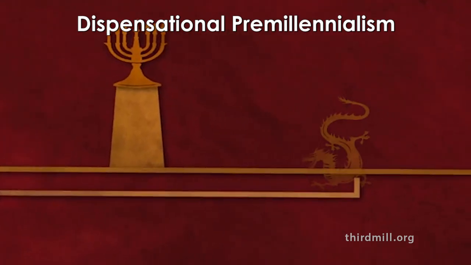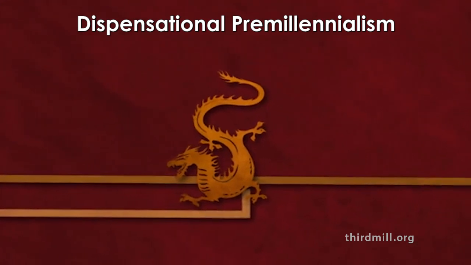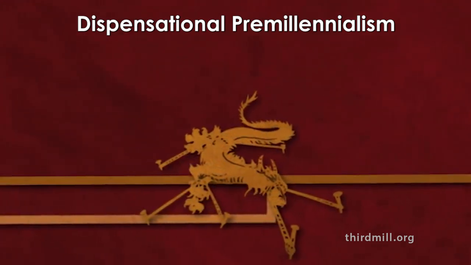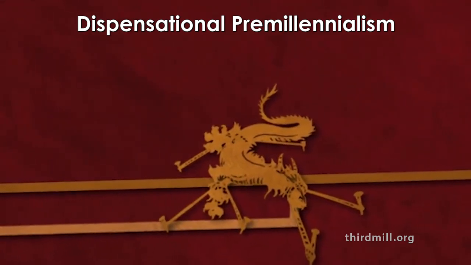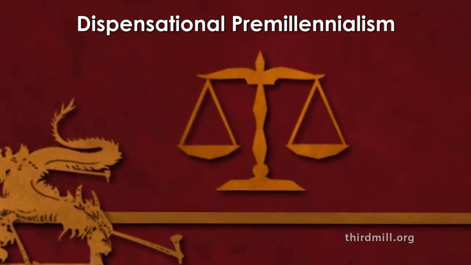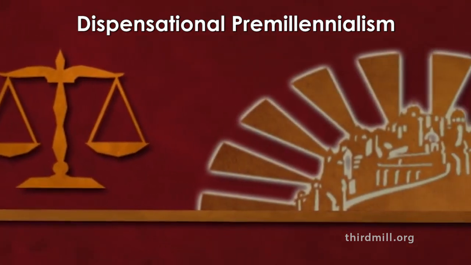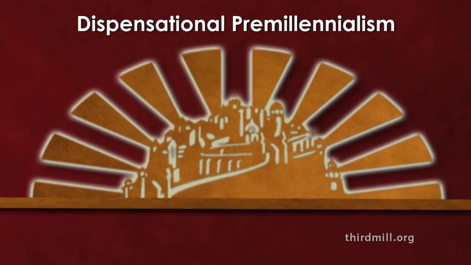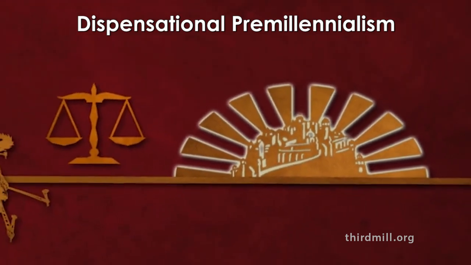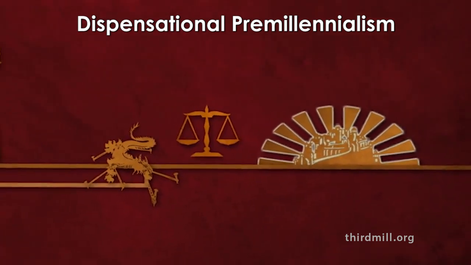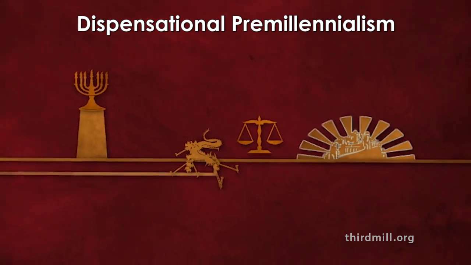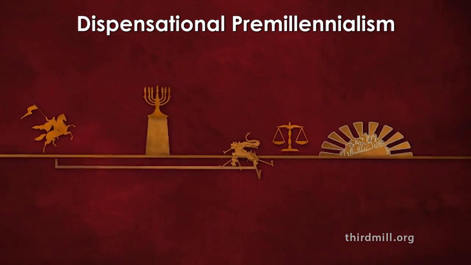Near the end of the millennium, Satan will instigate a rebellion, but God will completely defeat Satan and his armies. Afterwards, the last judgment will take place, and then God's eternal reign over the new heavens and new earth will begin. Like historic premillennialism, this view understands Revelation chapter 20 to follow chronologically after chapter 19.